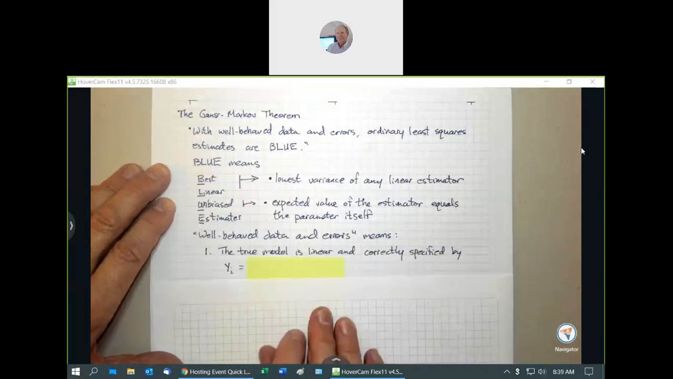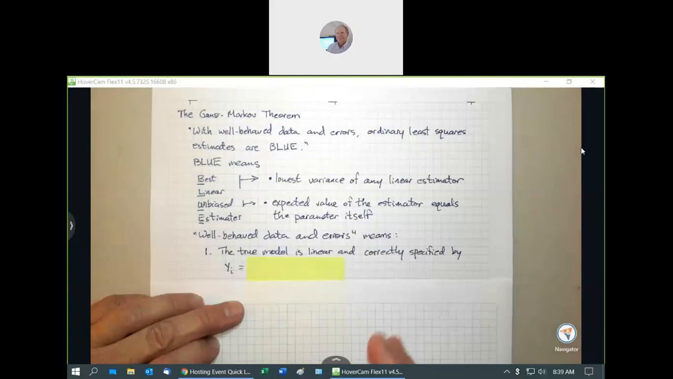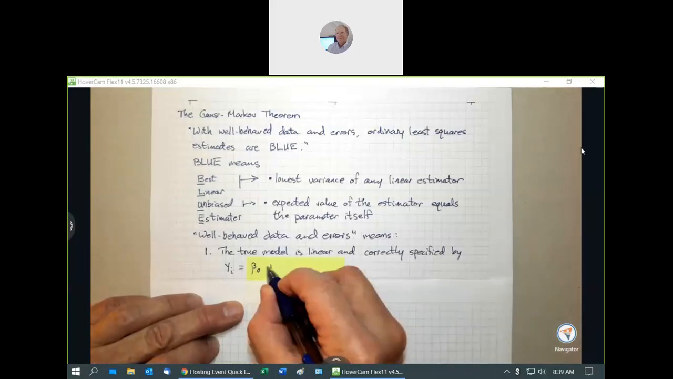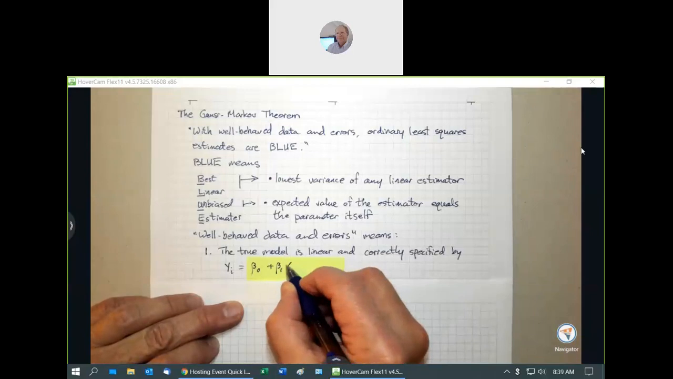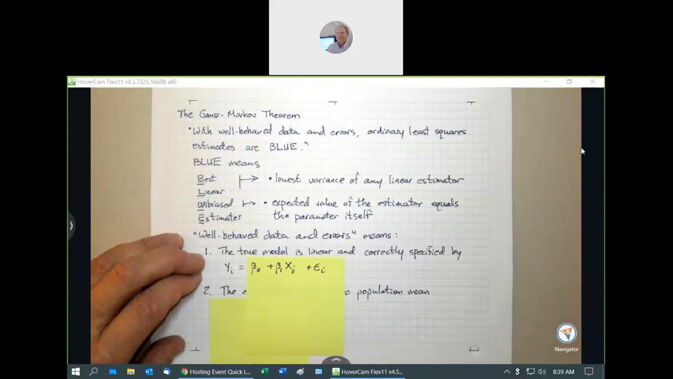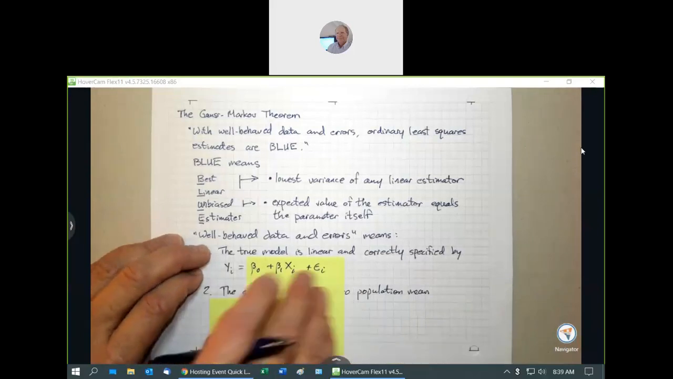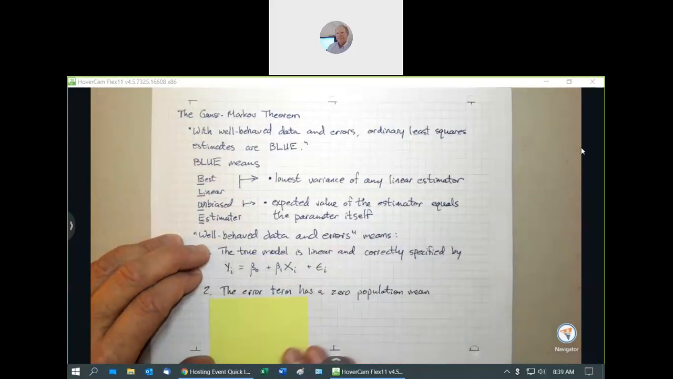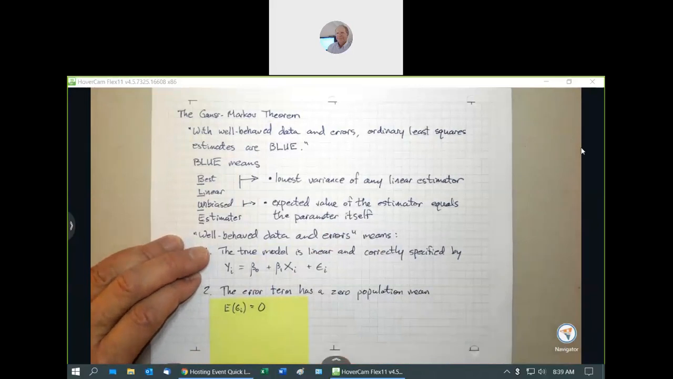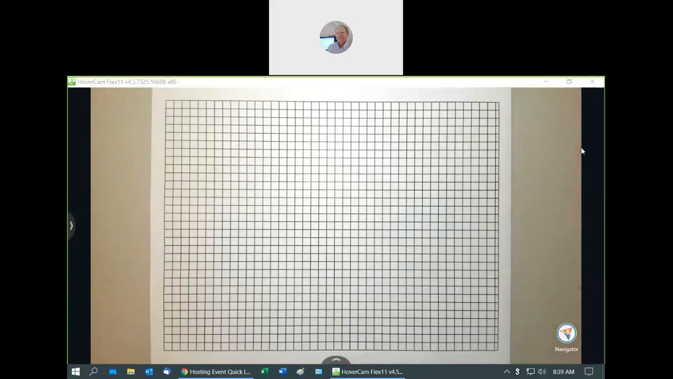First of all, the true model is linear and is correctly specified by our regression equation that we've been using: beta 0 plus beta 1 times x i plus epsilon i. There it is. That's what y i equals. And then the error term has a zero population mean. This means the expected value of those epsilon i's is equal to 0. So the error term is sometimes positive, sometimes negative, but it averages out to 0.